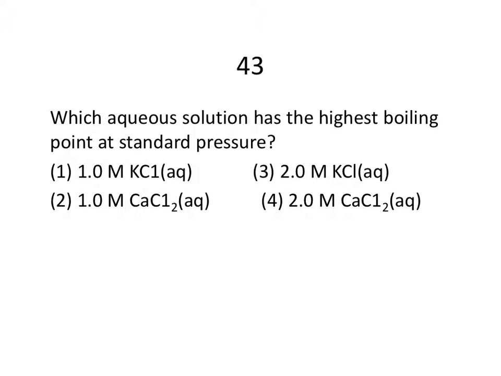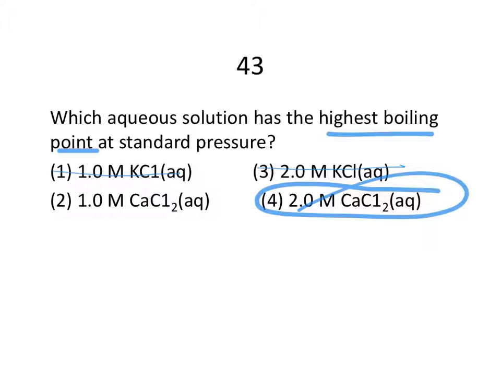So in this problem, we're looking at an aqueous solution that has the highest boiling point. Well, we know that when we put salt into water, it increases the boiling point of the water. So therefore, we can look at anything that has salt being added in it. So we know this is not salt, and this is not salt. So CaCl2 and CaCl2 here are both salt being added. And we know that the more we add, the longer it takes for the boiling point to be reached. So therefore, we want to look at the 2 molarity of calcium chloride.